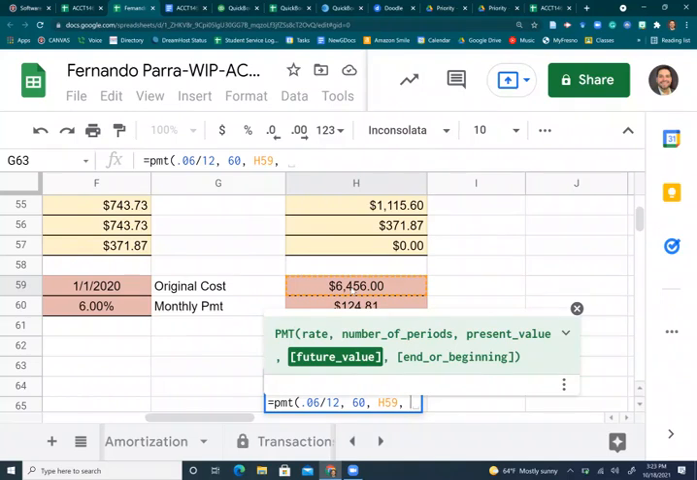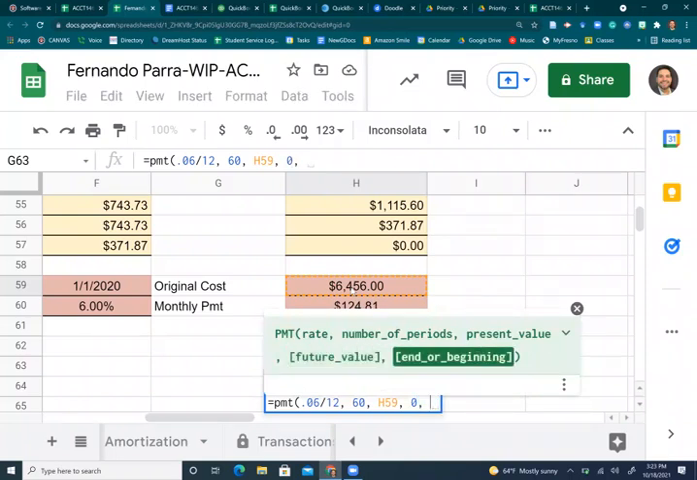Okay, it doesn't matter. This is going to be 0. Now the next question is: is this at the end or the beginning of the period? This is very important. When are we paying this loan? There's always confusion as to what to use. Do we have to use the date of the month to figure out whether it is the end or the beginning? When do you pay that?